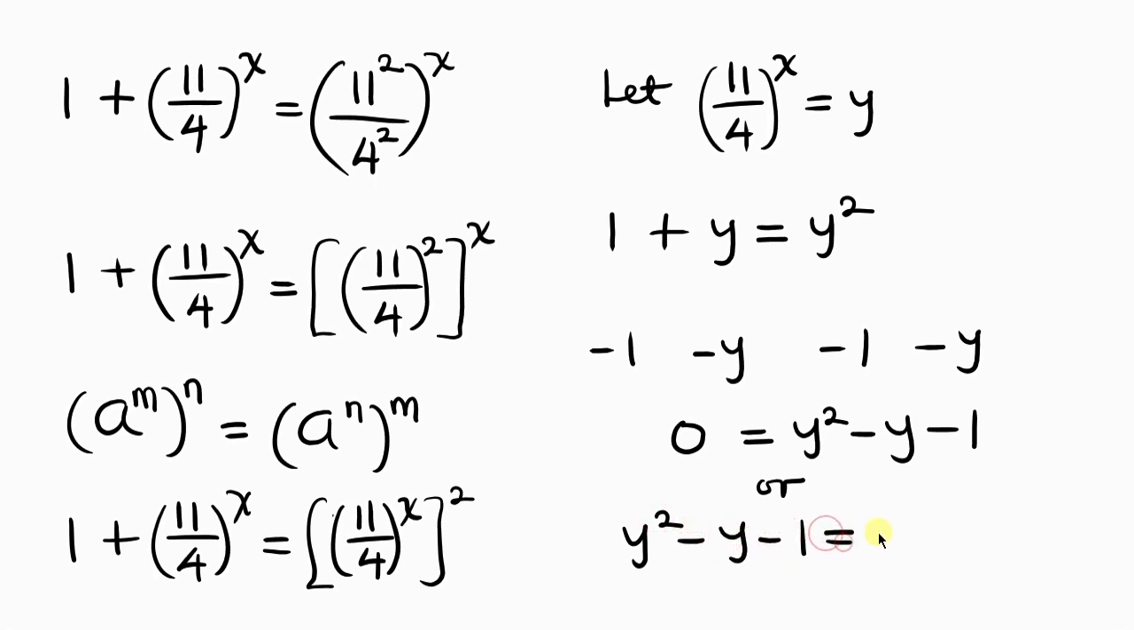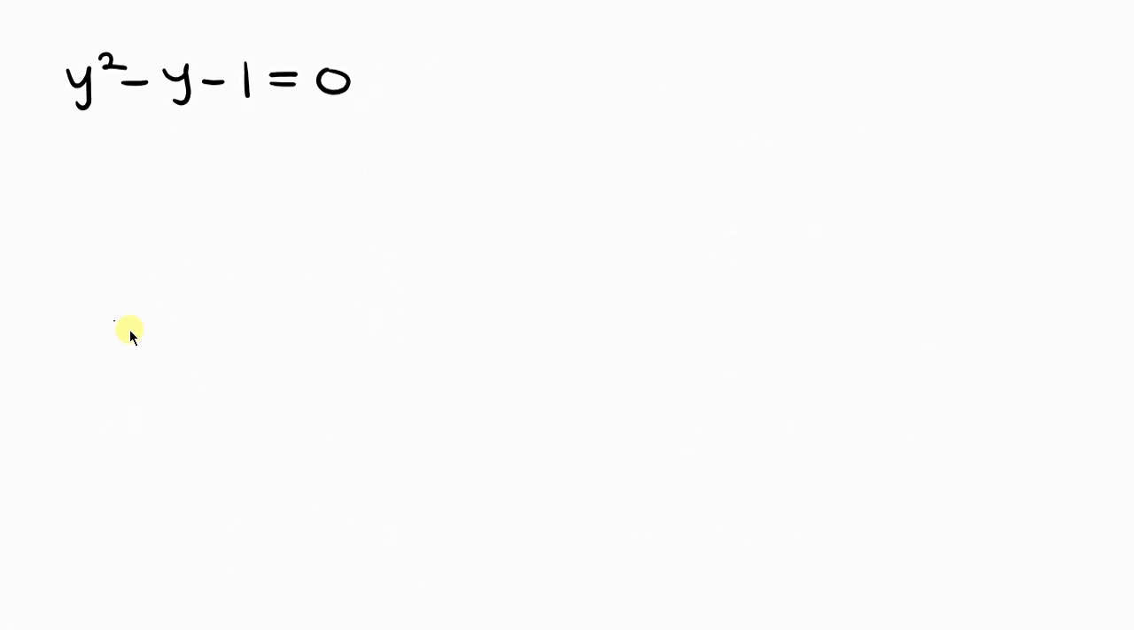So we have a quadratic equation, and we're going to be using the quadratic formula to solve this. So for this, our a is a coefficient of y squared, and that's 1. Our b is a coefficient of y, and that's negative 1. And our c is a constant term, negative 1.